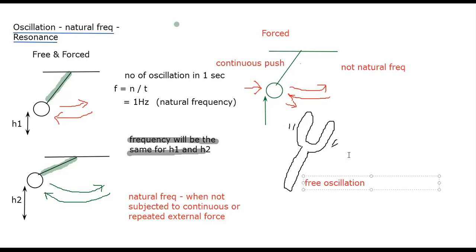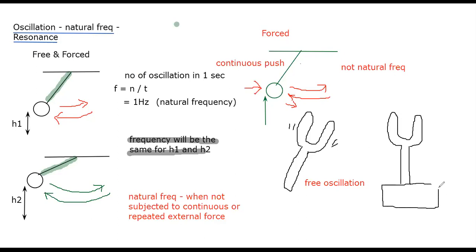Now, what happens if you mount this tuning fork on a wooden block? Let's say I do it like this. This is the tuning fork, and I attach it to a block, any wooden material, a wooden block. As you strike the tuning fork, it will vibrate, and it will cause the wooden block to vibrate as well.